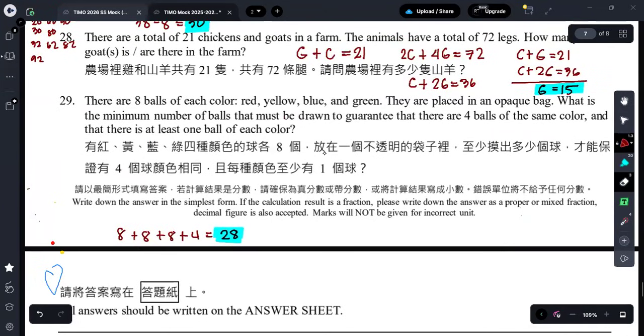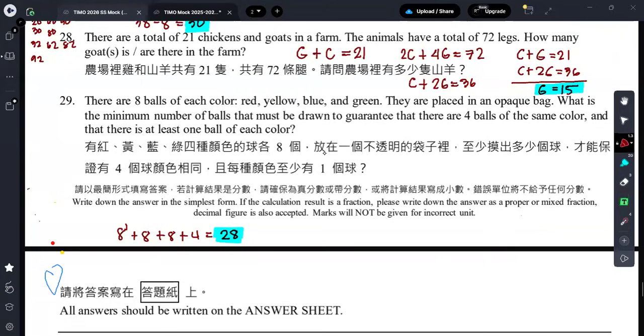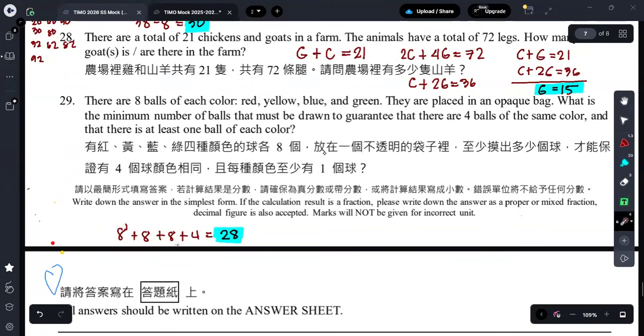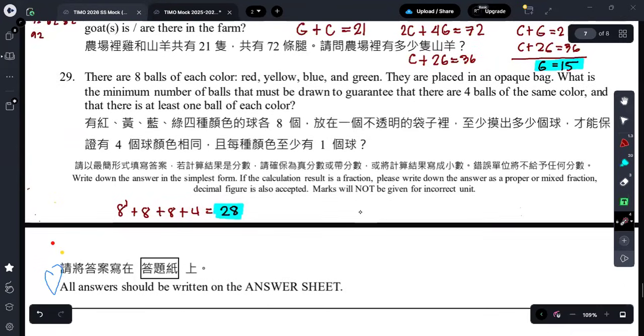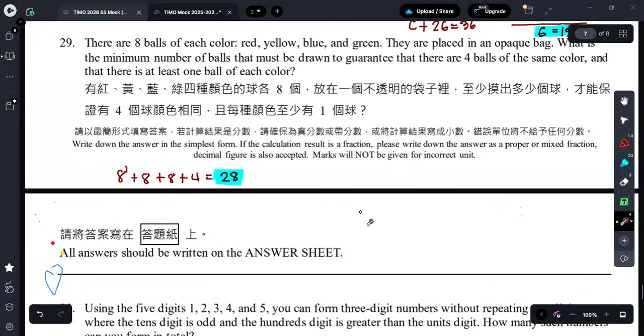Okay, from 3 colors, you already get balls from the 3 colors. So this is the maximum that you can get. Then for you to ensure that you will get 4 balls of the same color, only 4 balls must be drawn, because 8 is already over. I think the answer is 25. Okay, 25 is enough. One ball for each color.